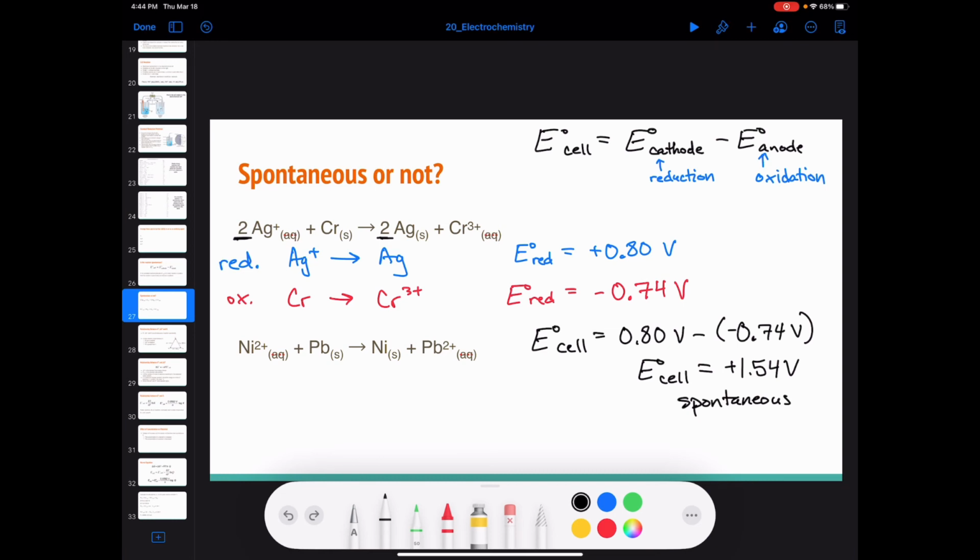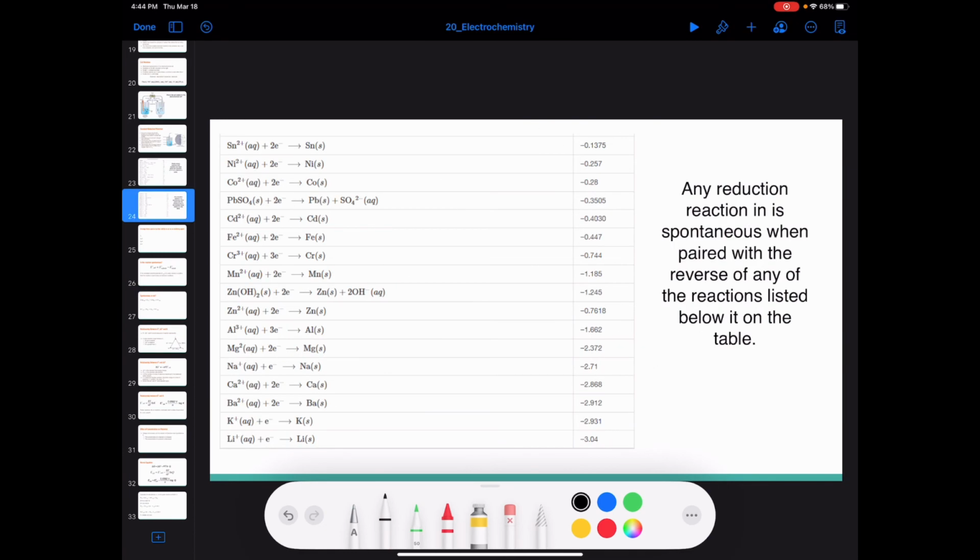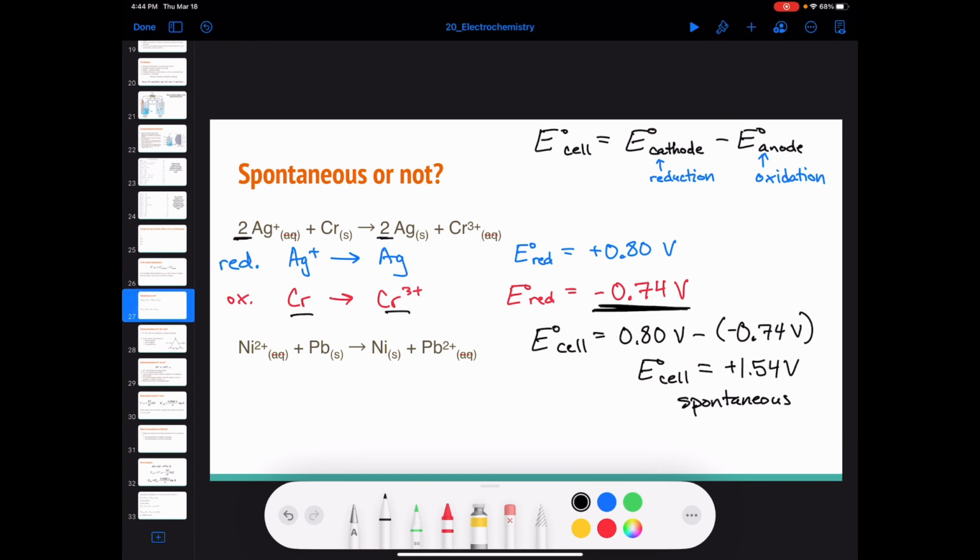The second important thing to note is that when I looked up my chromium turning into chromium 3+, it's actually going the opposite way, right? So here, chromium 3+, so I'm going in reverse. Now you have 2 options when you do this, right? What I did is I just went ahead and took the negative 0.74, right? And then I just wrote it exactly as is, right? Because this formula here takes into account that you have to flip your sign, right? Because you're subtracting out the anode. In other words, you're just flipping the sign on it, okay? Because I did a negative of a negative. So that's one perfectly valid option.